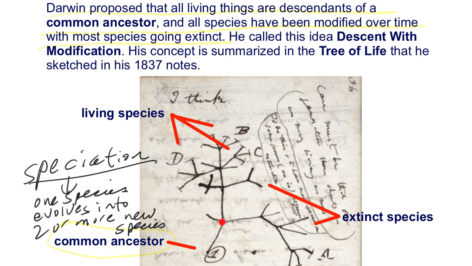Then here's a speciation event, breaking into two species. Right here is a speciation event breaking into three species. Each branch is a new species. Where the branches meet is a common ancestor of whatever the species the branches represent. This is called a phylogenetic tree. And Darwin was the first guy to come up with this. Tree of life.